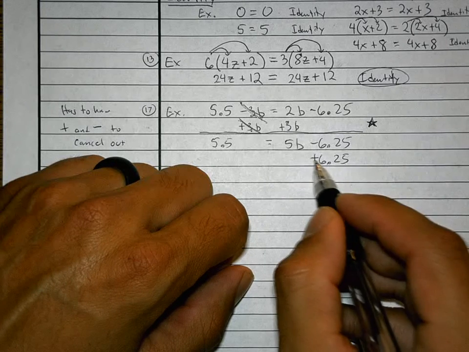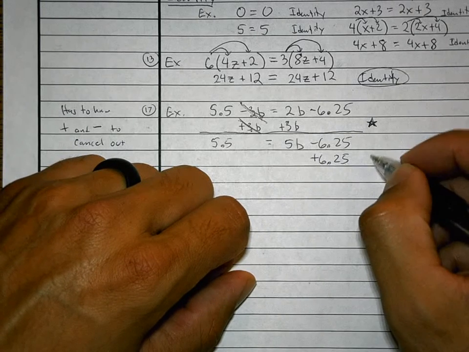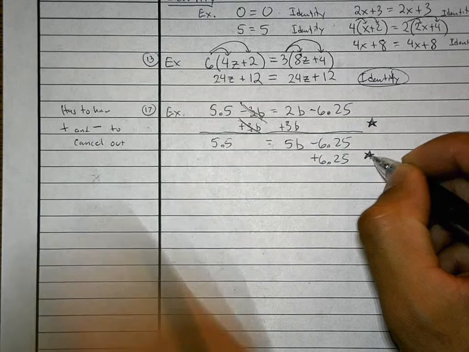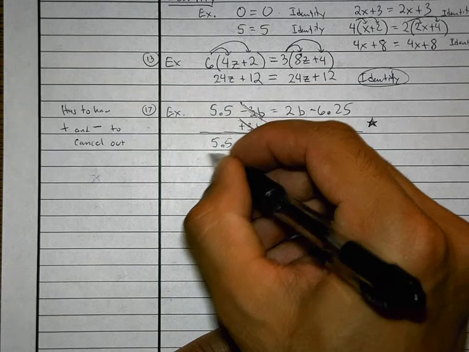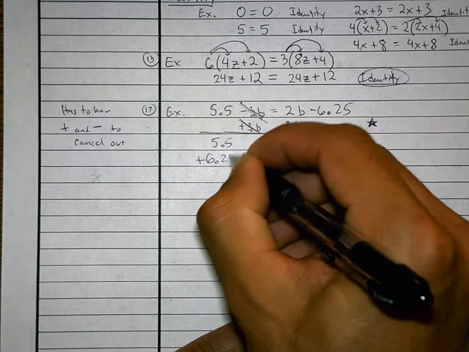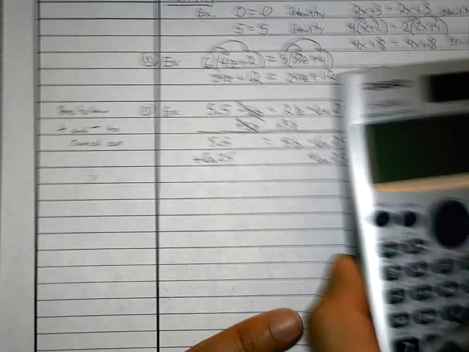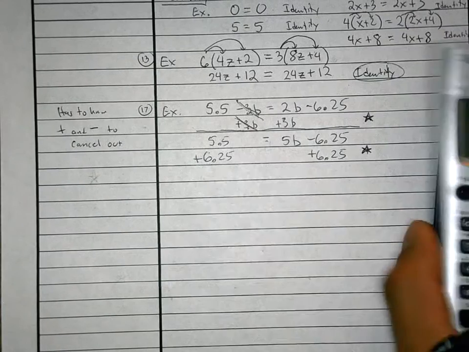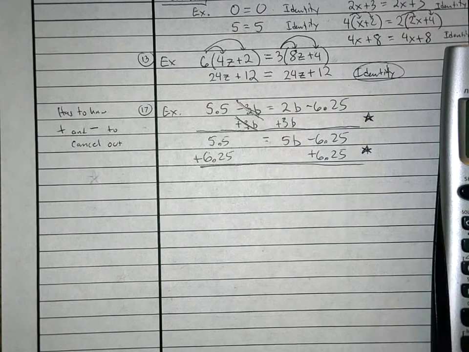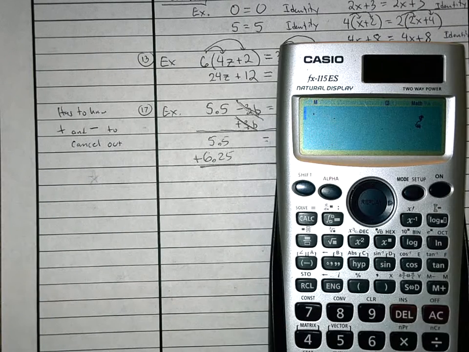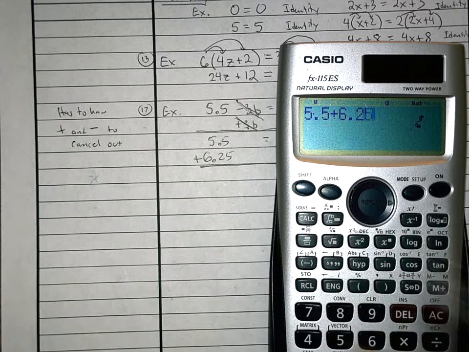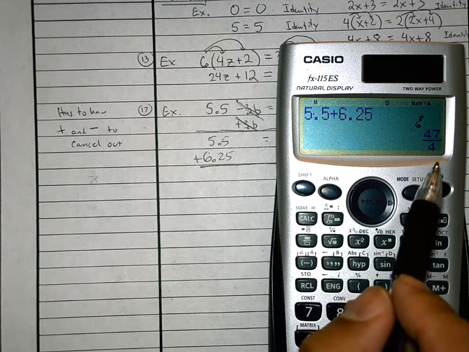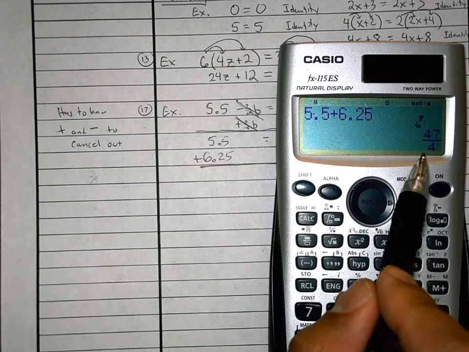Plus 6.25. I'll put a little star here. That means something. What does that mean? What are we supposed to do? What do you do to that side? You have to do it on the other. Good. This is where I personally go over here and bring out my calculator. And these calculators, they do something. 5.5 plus 6.25. They give the answer as a fraction. Don't freak out if that happens.